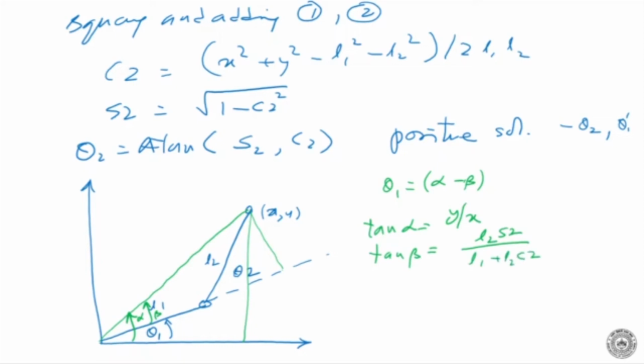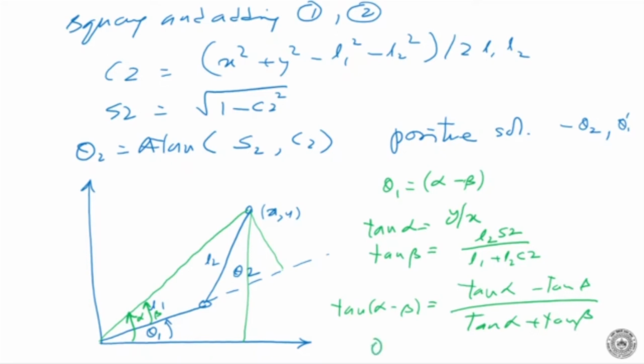Okay. And then we use the formula tan of alpha minus beta is equal to tan alpha minus tan beta divided by 1 plus tan alpha tan beta. Okay. So this is what we did in the last class, and from here, taking tan inverse, you can find what is theta 1. So once you find theta 2 and you find theta 1, then the problem is solved.